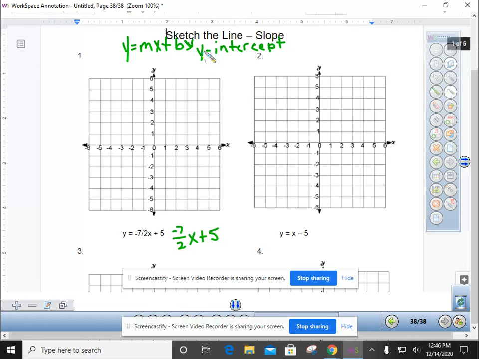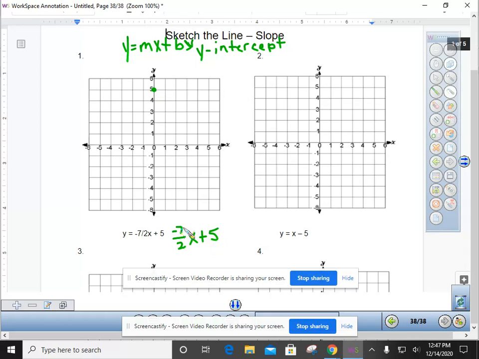What does B stand for? The y-intercept. That's where it crosses the y-axis, right? So I'm going to put a dot on 5. So everybody see that's the B right here.